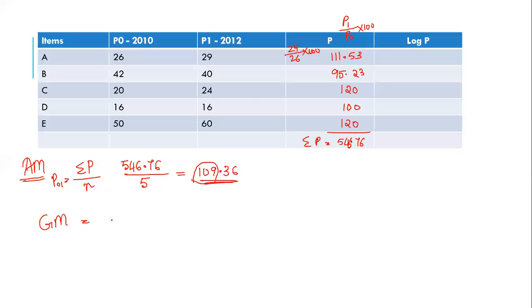Okay. We'll calculate geometric mean. First, what is the formula? Antilog. Open the bracket. Summation log P divided by N. Okay. Do not forget the formula, students. How to calculate log P? Now, based on the price values, we have to see the log table. 111.53. So forget about 3. Consider only 111.5.